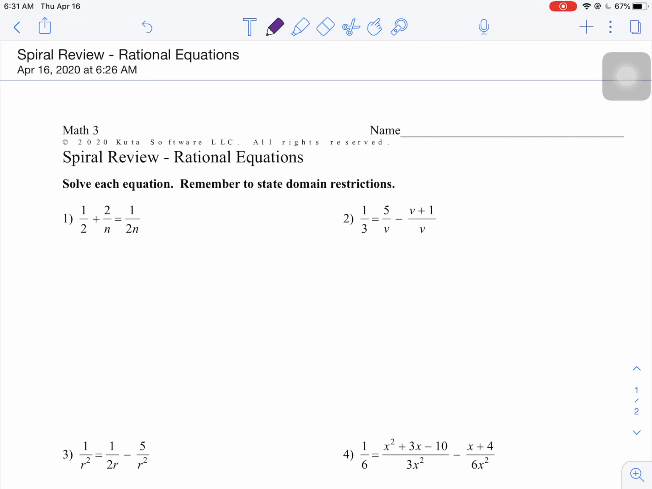Math 3, Spiral Review, Rational Equations. Solve each equation. Remember to state domain restrictions. Any value of the variable that makes one of the denominators 0 would be considered a domain restriction.